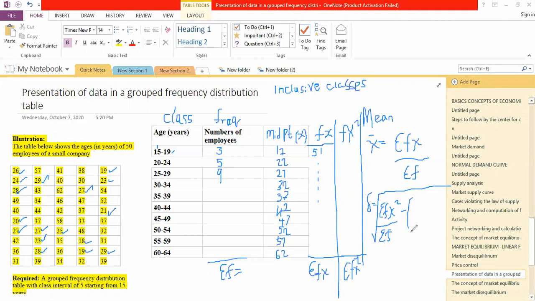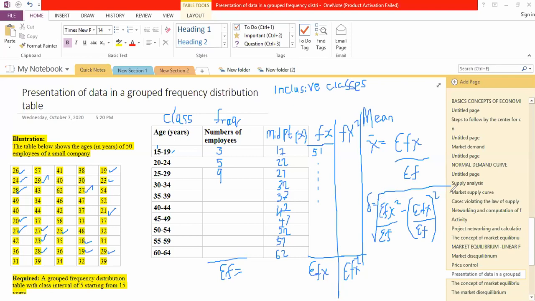minus, of course, you bring your mean here, the summation f of x divided by the sum of the frequencies. And then the whole of this must be squared. And remember, once you have done your workings, you're getting everything under the square root.